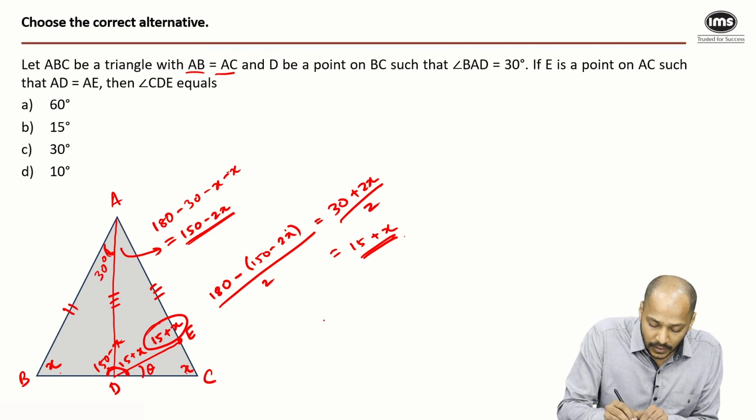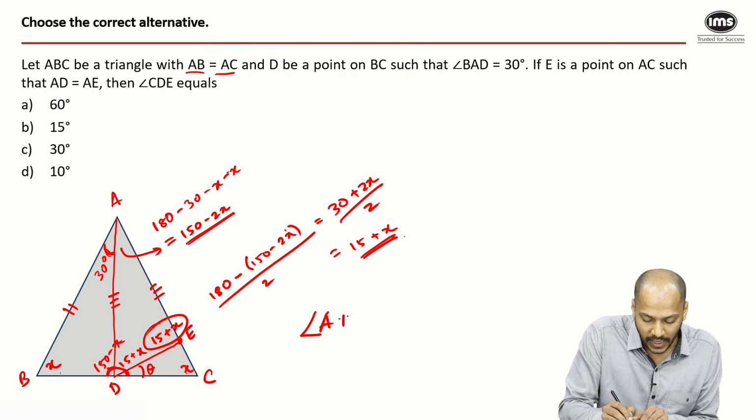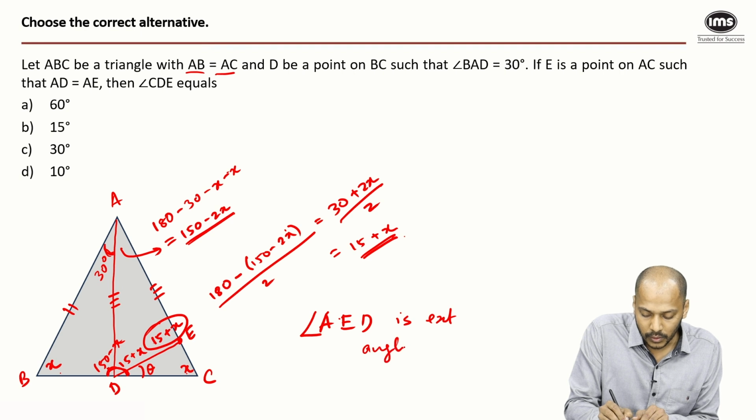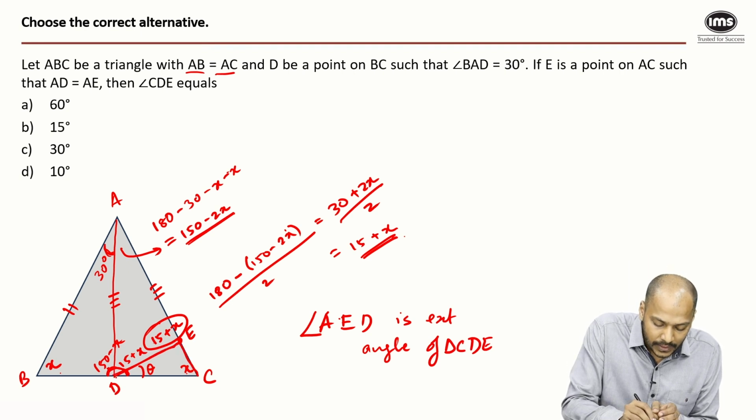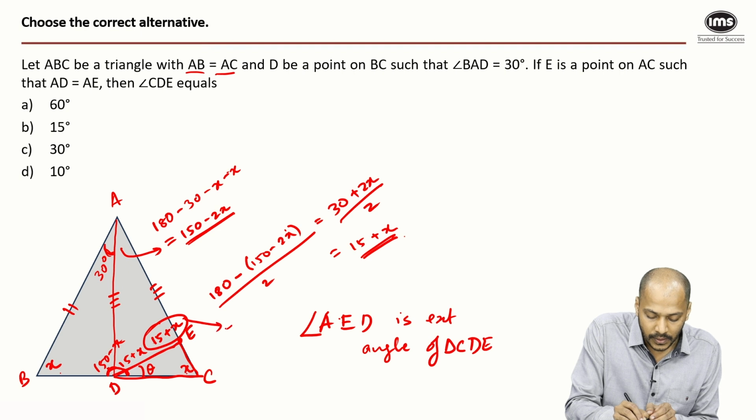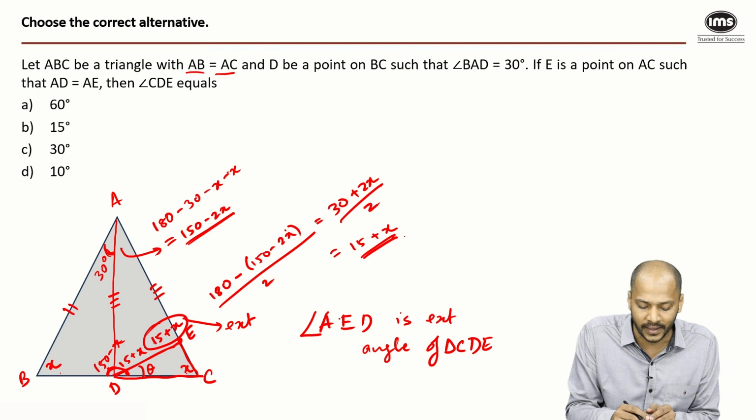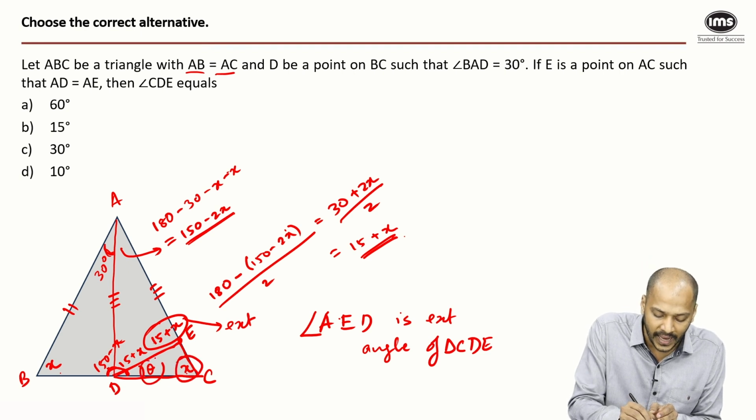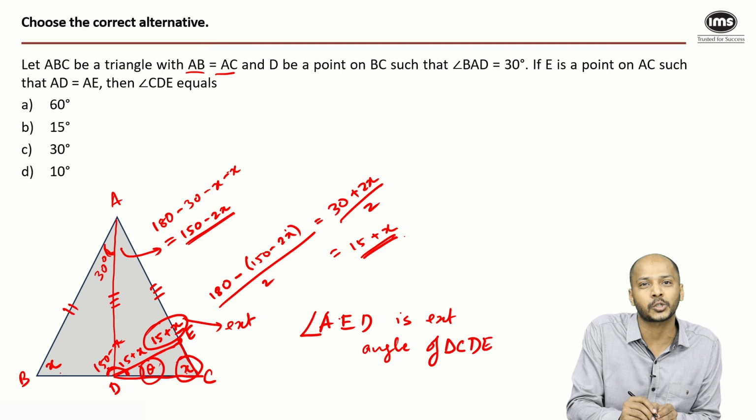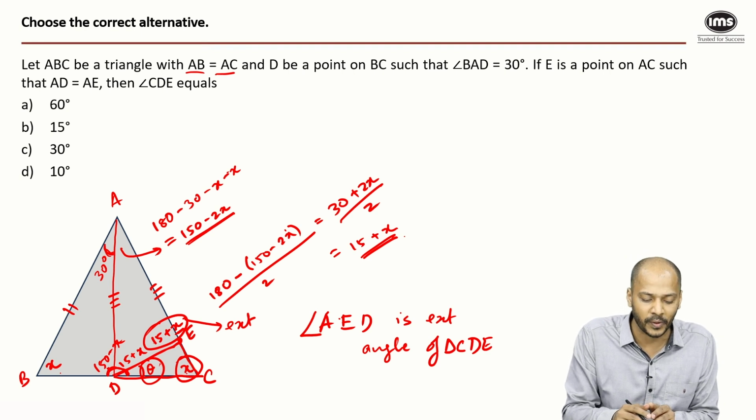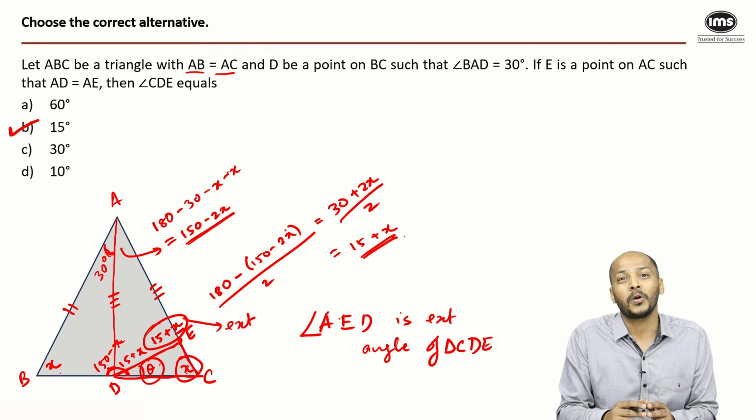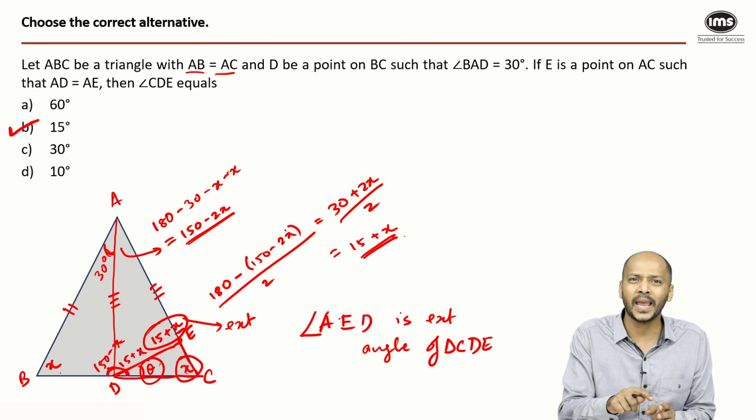Can I say that angle AED is the exterior angle of triangle CDE? If you look at triangle CDE, this angle is the exterior angle, and the exterior angle is equal to the sum of the other two interior angles, the remote interior angles. The remote interior angles are theta and x. X is already over here, so therefore theta has to be 15 degrees, and hence your answer to the question is option B.